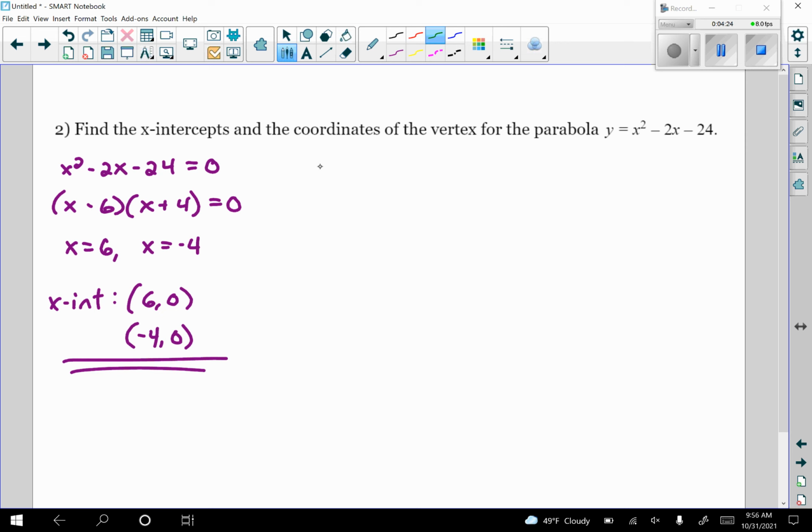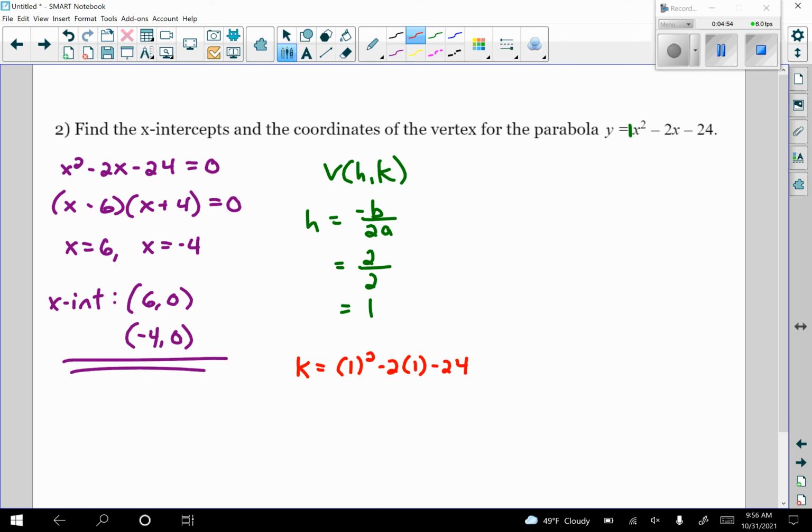So now let's get the coordinates of the vertex. So remember, the vertex is (h, k), so we could use our little formula here. h is equal to the opposite of b over 2a. So the opposite of b becomes a positive 2. 2 times a is this 1 right here. So h is 1. k is now going to equal, if we call this f of x, f of 1. So we just substitute the 1 in here. So we'll have 1 squared minus 2 times 1 minus 24. So this gives us 1 minus 2 minus 24. And we get -25. So our vertex is (1, -25).